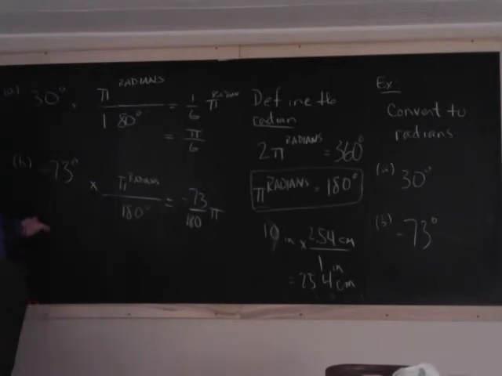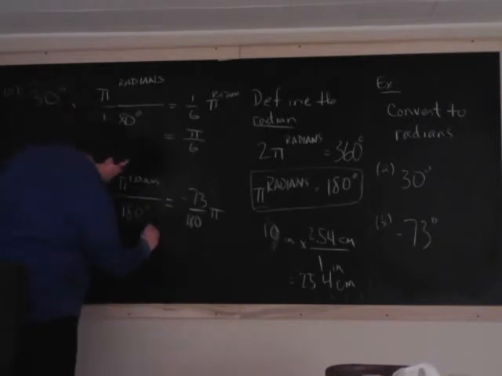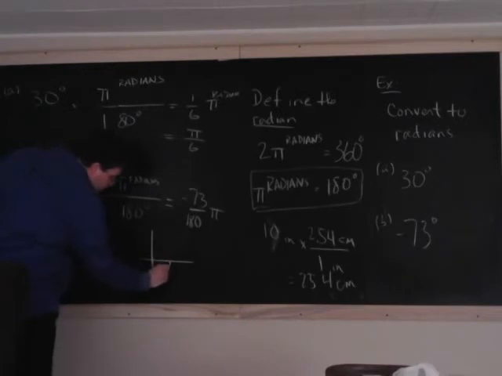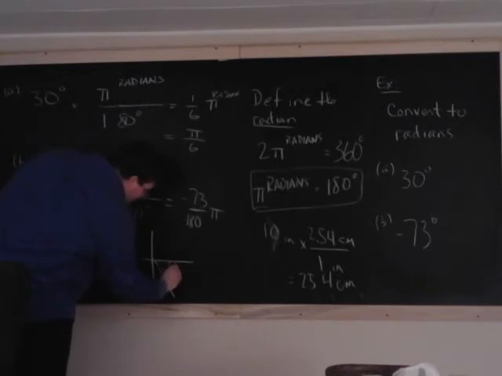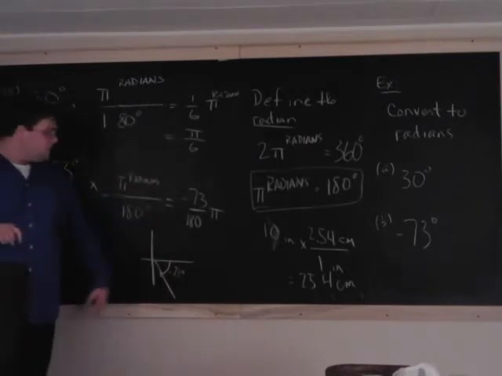Now one other observation I'd like to make. This angle, negative 73 degrees, or this radian measurement. Remember, positive angles go up from the x-axis. Negative angles are going to go down. So negative 73 degrees would look something like that, going down from the x-axis.